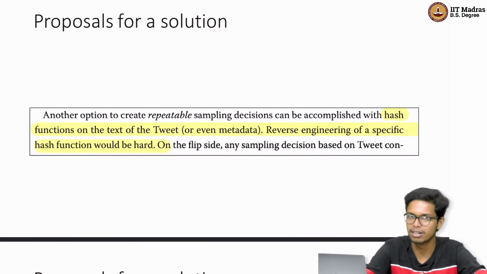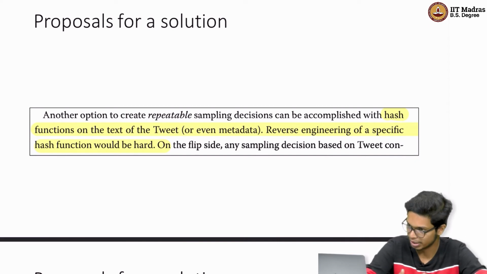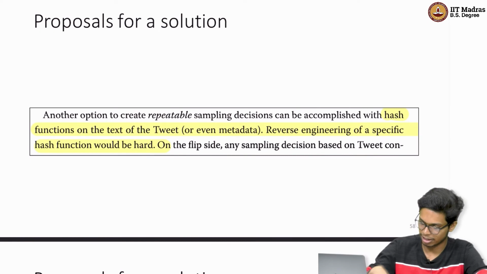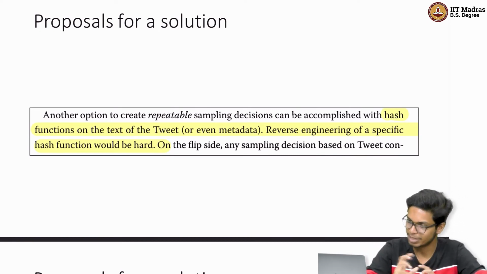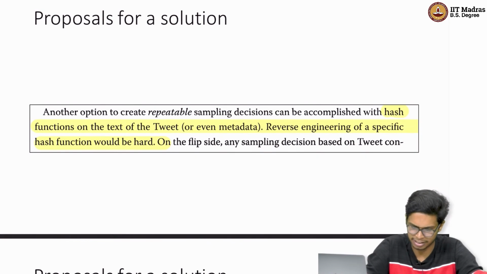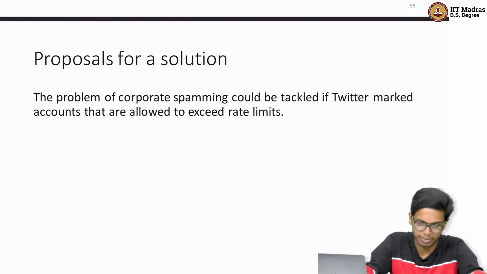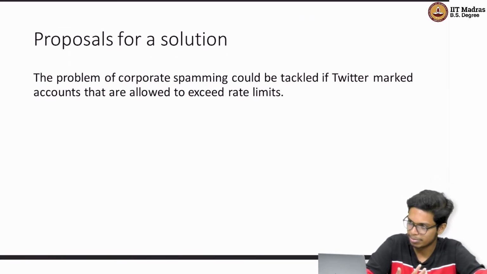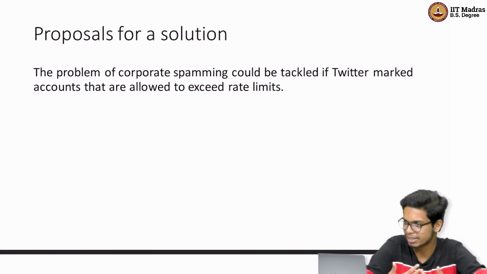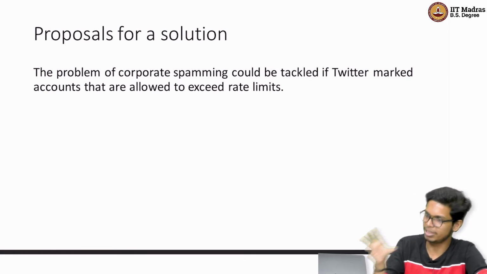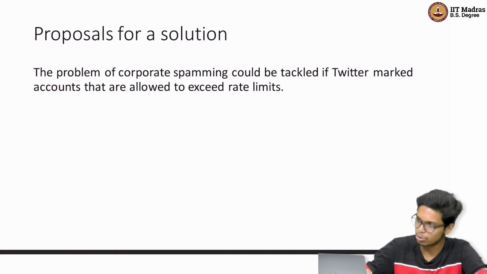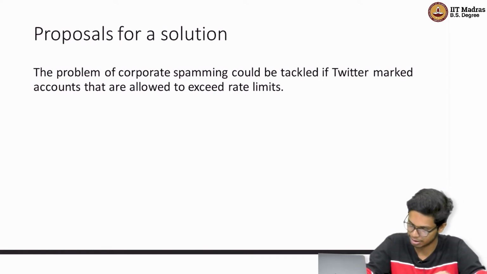Another interesting, content specific sampling method could be hash functions on the text of the tweet. So you can probably then cluster or randomly sample specific hash functions, and those would be hard for spammers to reverse engineer, because hashing is a huge topic in cryptography. The problem of corporate spamming could also be tackled if Twitter marked those specific accounts which they have explicitly allowed to exceed the rate limits that we saw, right? Corporate spammers, which Twitter has specifically allowed to tweet more than 2400 times per day.